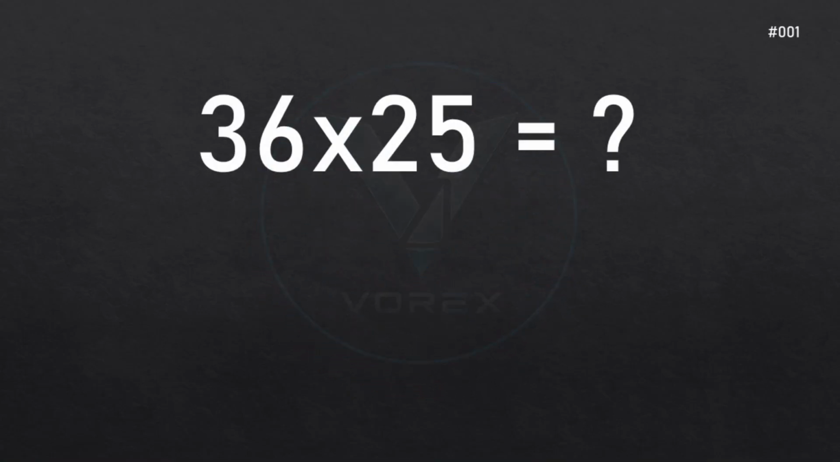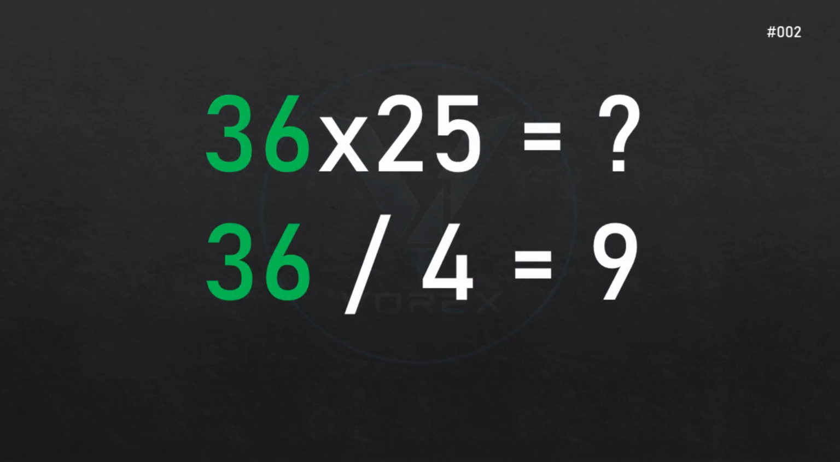Did you know you can multiply by 25 in just a few seconds without using a calculator? And the best part is, the logic behind it is actually very simple. Let's work through an example. Suppose we want to calculate 36 times 25.